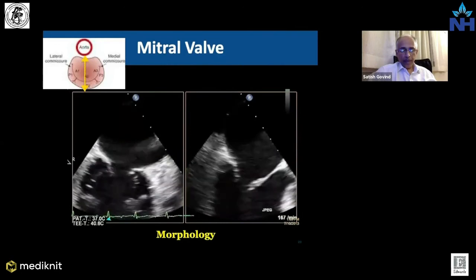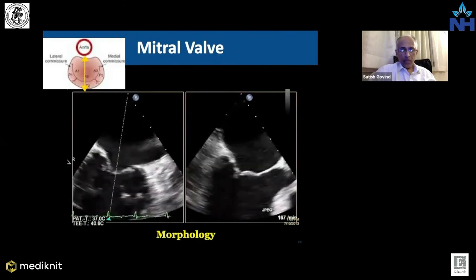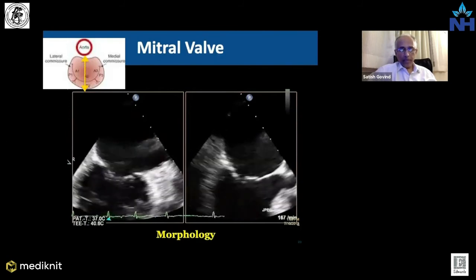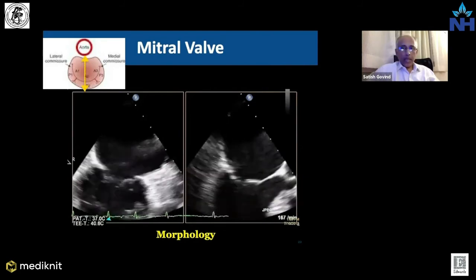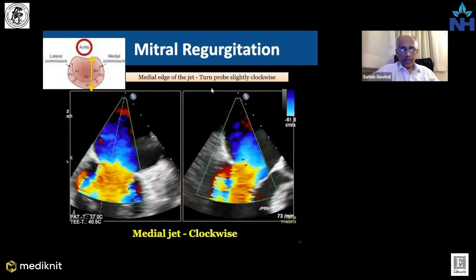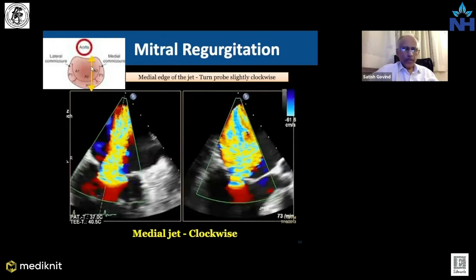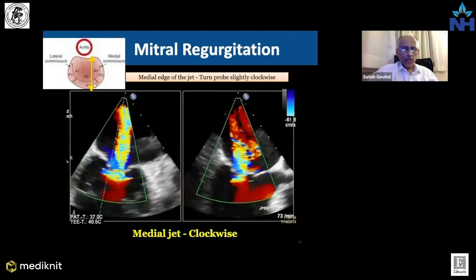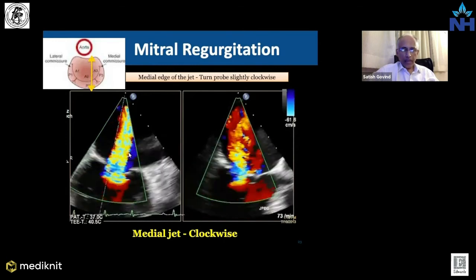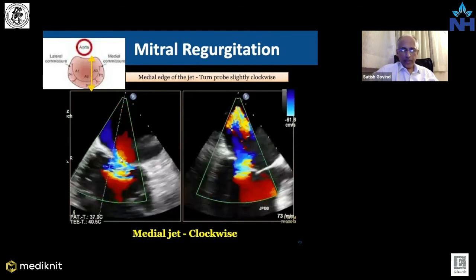And then look at the leaflets at this point and see what is the mobility, the quality of the leaflet here, and the strength of the leaflets here, or any calcification. Next is to look at the medial edge of the jet. What is the extent of the jet, how far is it extending? So as you can see here, the arrow has moved closer to this side of the segment. And this is just to investigate the extent of the jet.